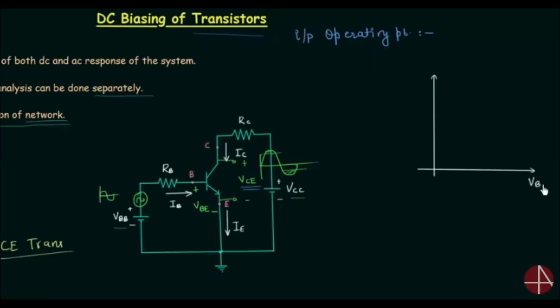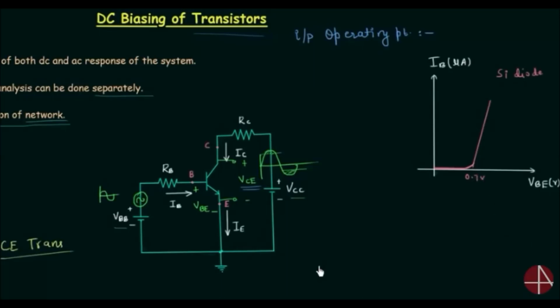This is VBE in volts, and this is IB, the base current, in microamps. It is similar to the forward bias characteristics of a PN junction diode. Initially the current is 0, then it increases slowly, and once VBE is greater than the barrier potential, the current increases rapidly. So this is the input characteristics of the common emitter transistor, and I'm considering a silicon diode. Because of this, the barrier potential is equal to 0.7 volts.